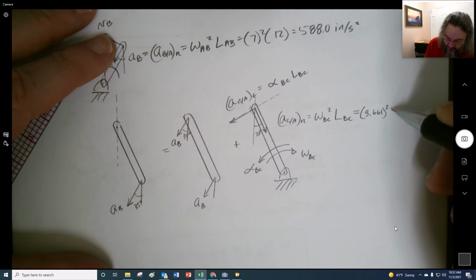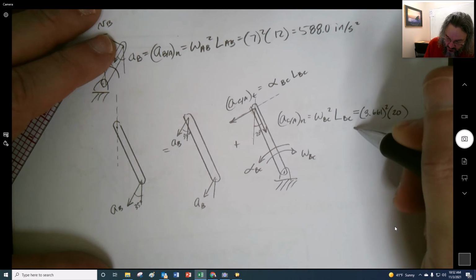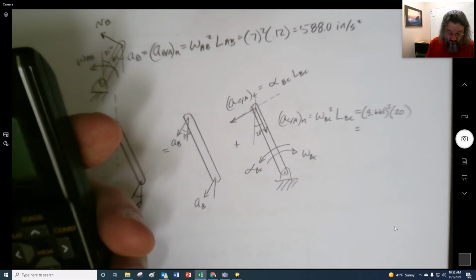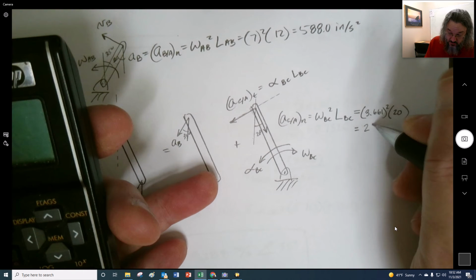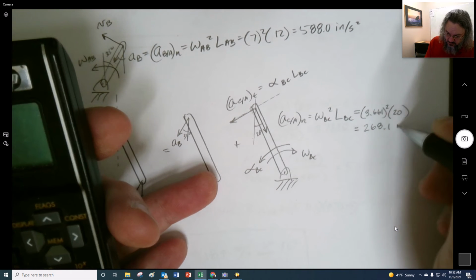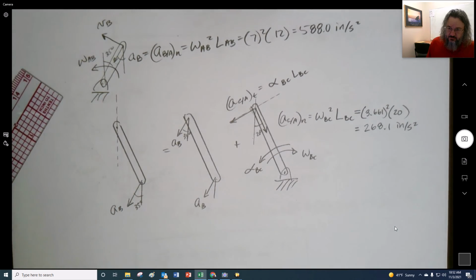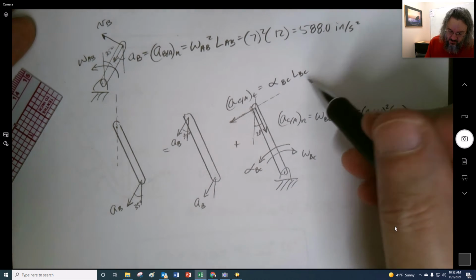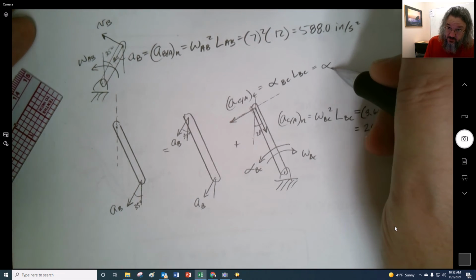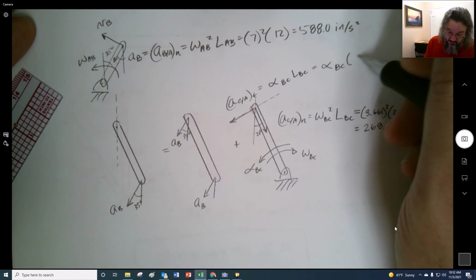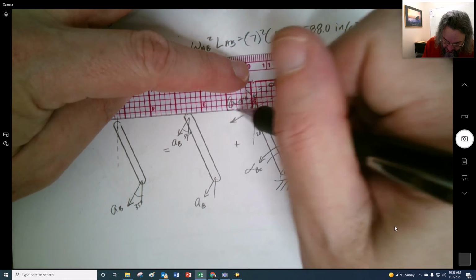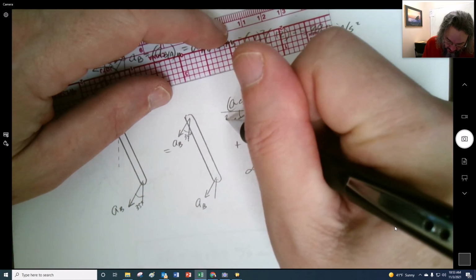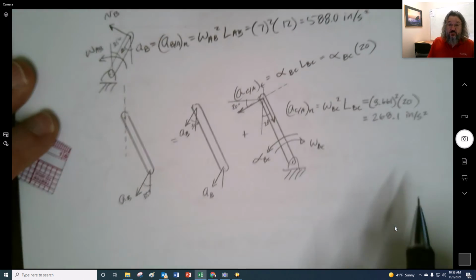And so we're going to have 3.661 squared times our 20, and that ends up being 268.1 inches per second squared. Maybe I'll actually write this one out too. That's just going to be times 20. And something else I might want to note is that right here is also going to be 20 degrees. All right, so we're all set up.